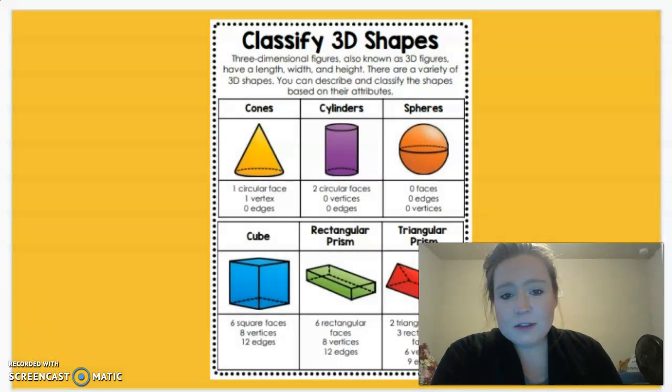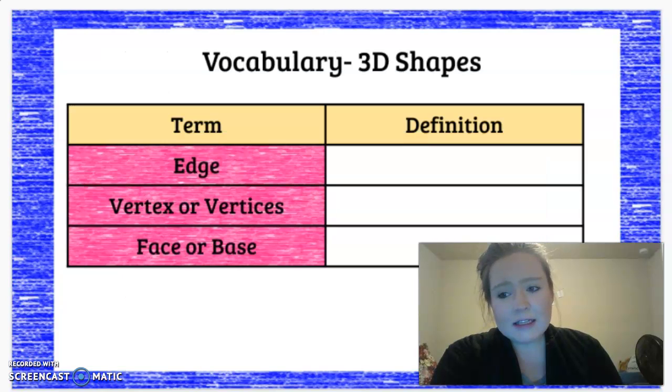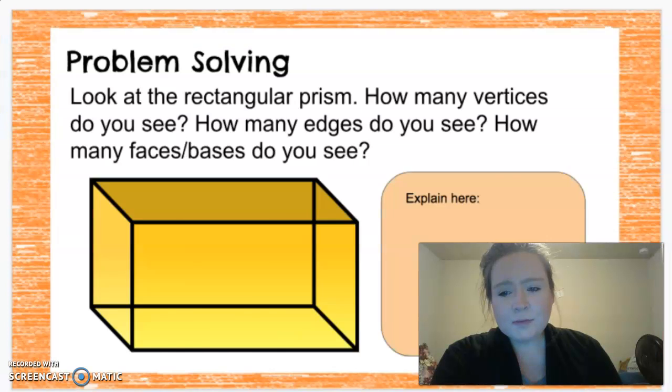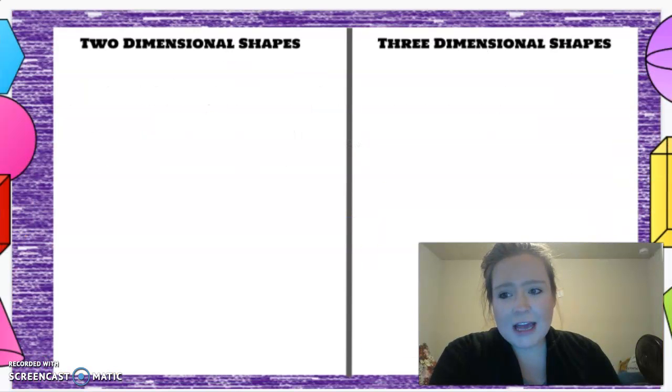Hey, third grade. Today we're going to be talking about three-dimensional shapes. And today's lesson is going to be really similar to what you guys did when we did two-dimensional shapes yesterday. So I'm going to go over this anchor chart and some vocabulary words. And then you guys have some slides to fill out that are going to be very similar to what was yesterday, okay?